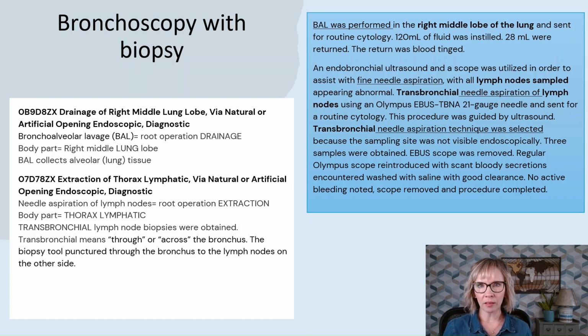An endobronchial ultrasound and a scope was utilized in order to assist with fine needle aspiration, with all lymph nodes sampled appearing abnormal. Transbronchial needle aspiration of lymph nodes was accomplished using an Olympus EBUS TBNA 21 gauge needle and sent for routine cytology. This procedure was guided by ultrasound. Transbronchial needle aspiration technique was selected because the sampling site was not visible endoscopically. 3 samples were obtained. EBUS scope was removed.